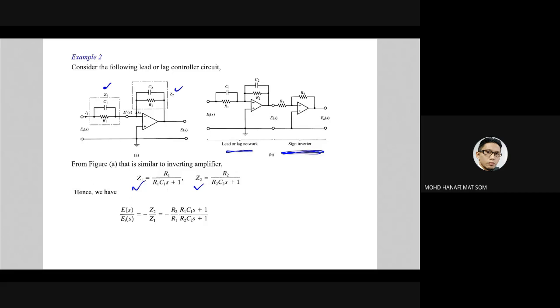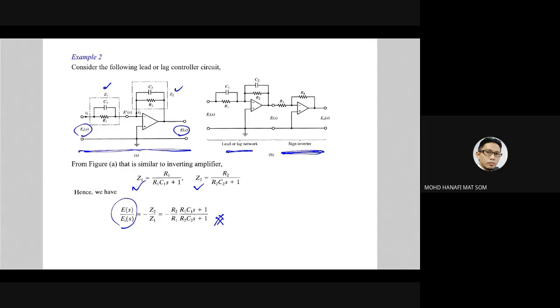Okay, so for the first portion of the circuit, we have EI as the input and E as the output. So we need to find E over EI. This is basically the inverting amplifier, so we can say that it is negative Z2 over Z1, which you just put into the equation of Z1 and Z2, and you will find this equation.